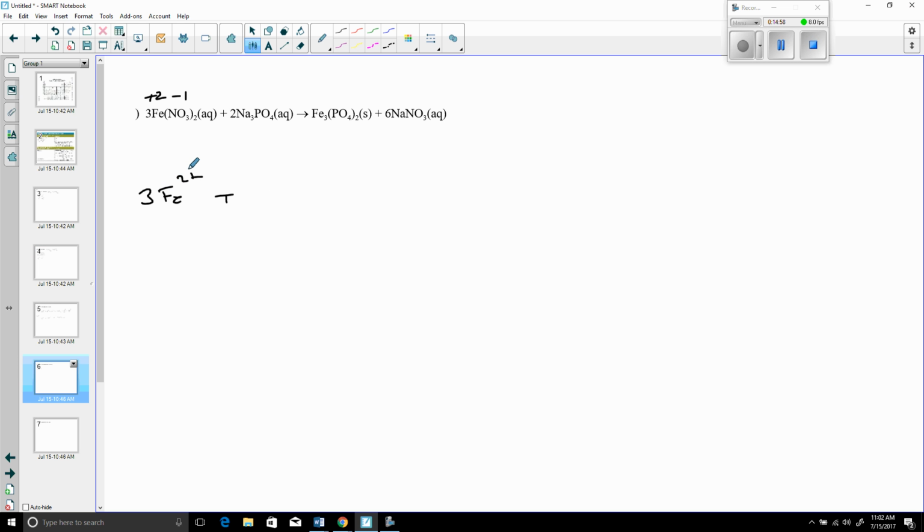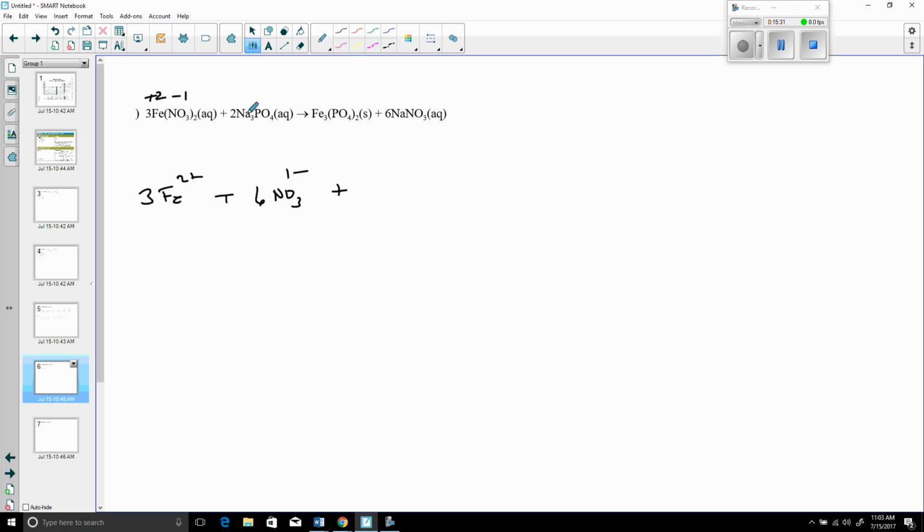We have 3 Fe2+ plus, now pay attention to this. There's a 2 here, and we took that 2 out previously, and we multiplied it by the 1 in the coefficient. But now our coefficient is 3. So we're going to take 3 times 2, and we're going to get 6 NO3 1 minus. All right, so 3 times 2 is plus 6. 6 times negative 1 is negative 6, so the sum of the charges was 0.